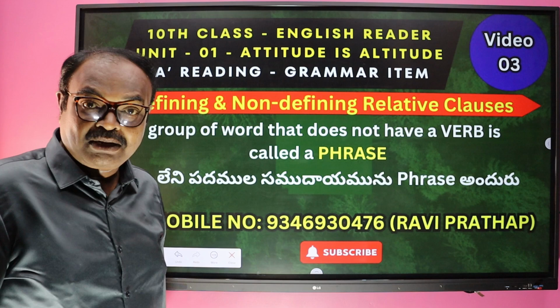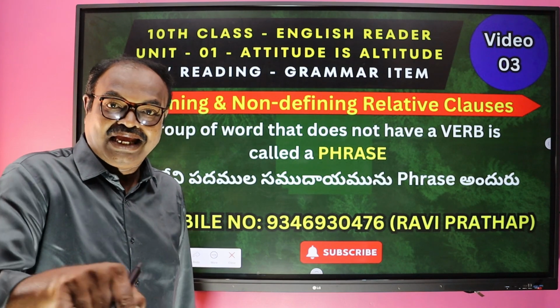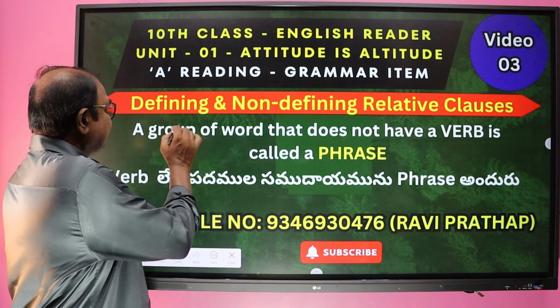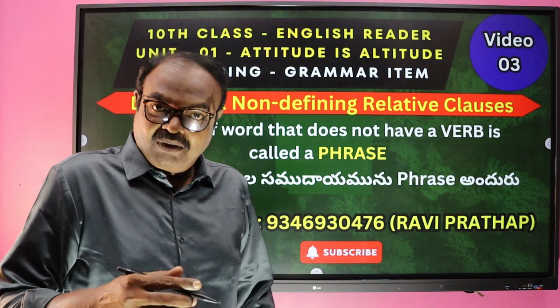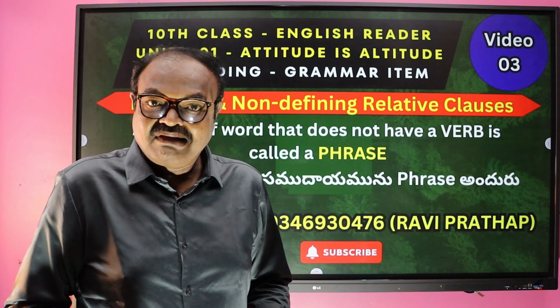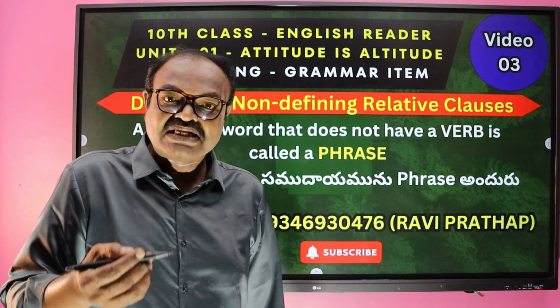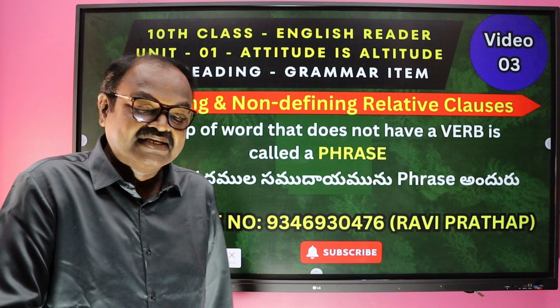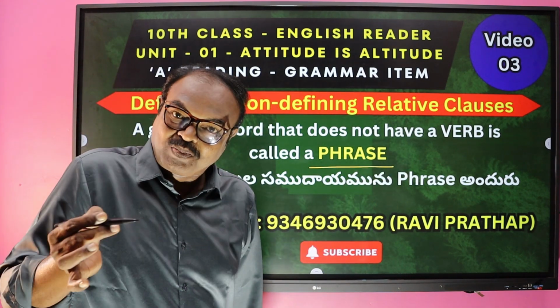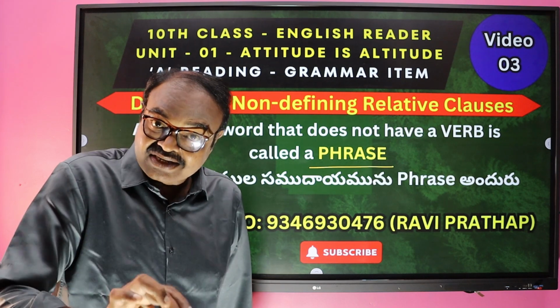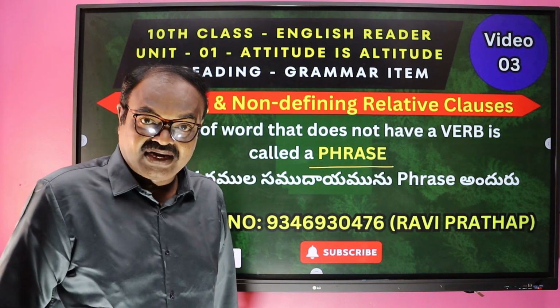It deals with the grammar part of your Unit 1 A reading. The grammar part is defining and non-defining relative clauses. Before you learn defining or non-defining relative clauses, you must learn about the phrase. See, this is the phrase. A phrase is nothing but a group of words that does not have a verb.